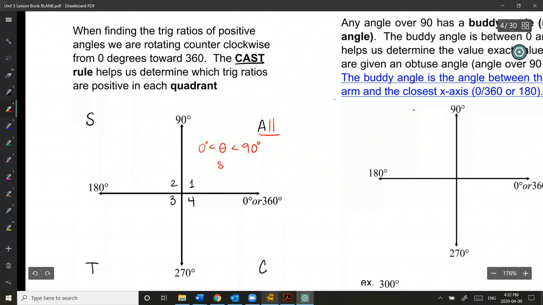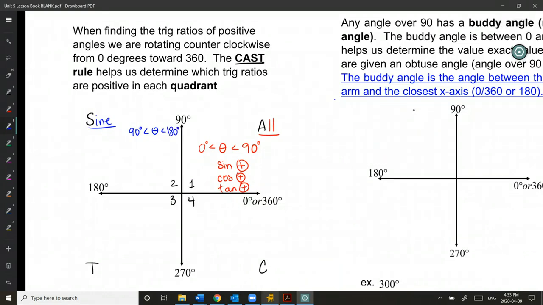So let's just do a little summary here. Sine of any angle will be positive, cos will be positive, and tan will be positive. Okay, the next quadrant is the sine quadrant. And we're going to want to choose an angle between 90 and 180. So any angle you want, you choose it. It needs to be between 90 and 180. I'm going to choose, let's say, 111. And then I'm going to take the sine of 111 in my calculator, then cosine, then tangent.